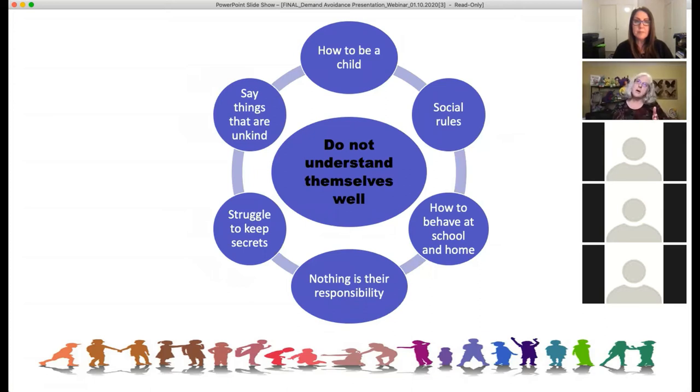And then what happens is they start to get sanctioned by their peers, and they don't understand that, because often that sanctioning is not an overt bullying, but it's more a looking away or a turning away, or they don't actually understand the hidden curriculum of the playground.